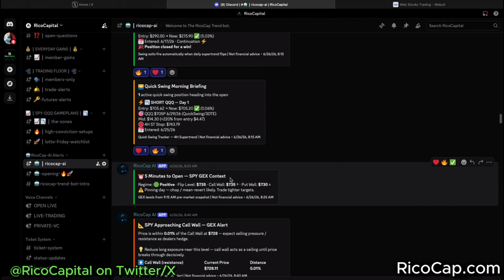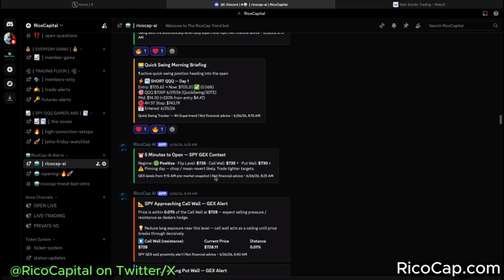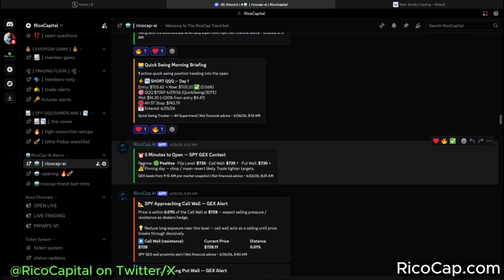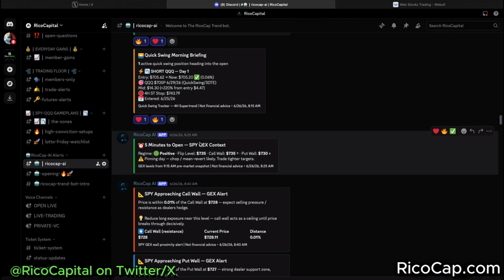But the very start of the day is going to be the SPY GEX or QQQ. It's going to just give you, hey, it's positive, possible chop, mean revert likely. Again, this is 5 minutes before open, so this is just data from the previous session.